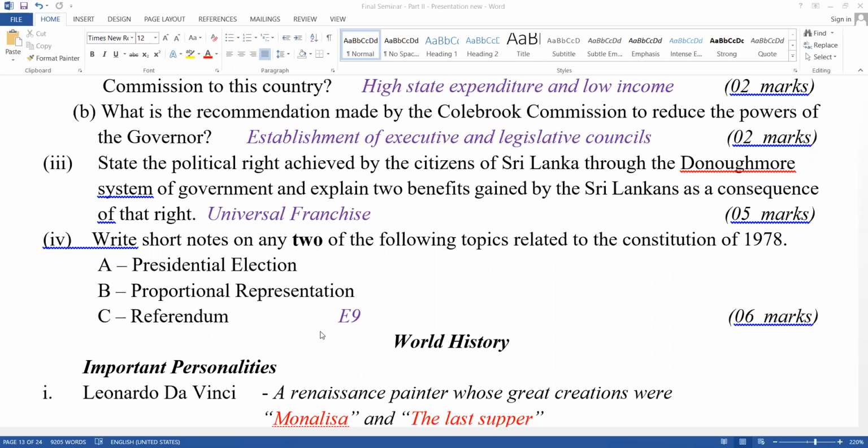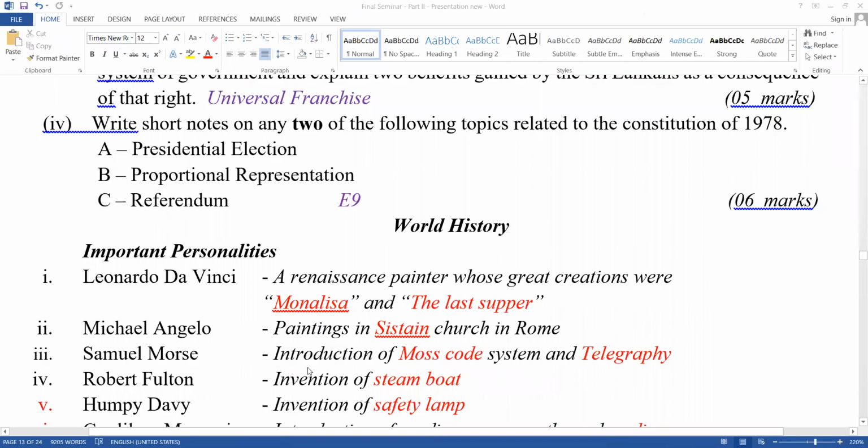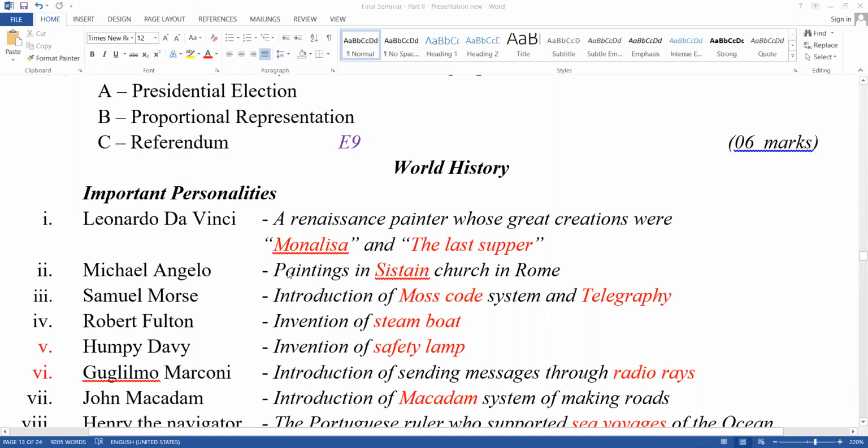Leonardo da Vinci. These are two paintings of his, the Mona Lisa and the Last Supper, and Michelangelo's paintings in the Sistine Chapel in Rome. And Samuel Morse, he invented the Morse code system and telegraphy. And Robert Fulton, invention of the steamboat.